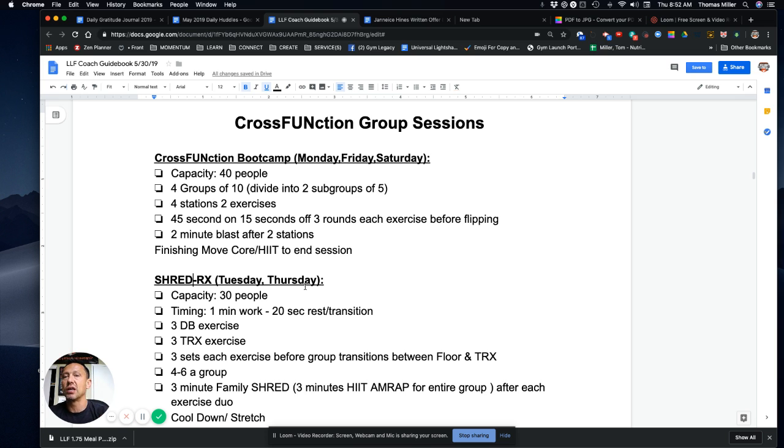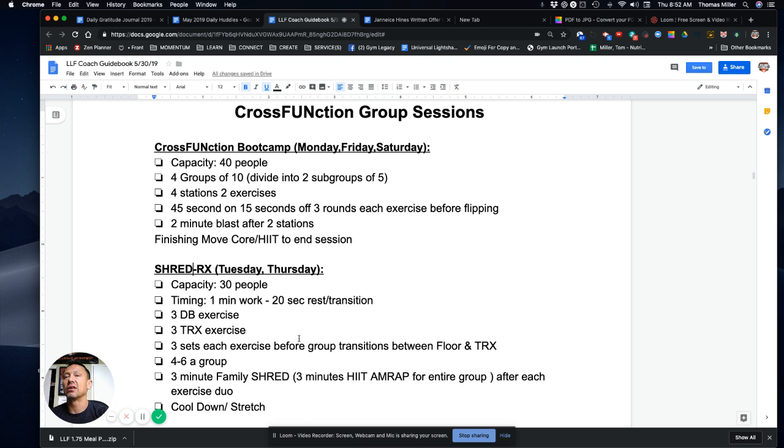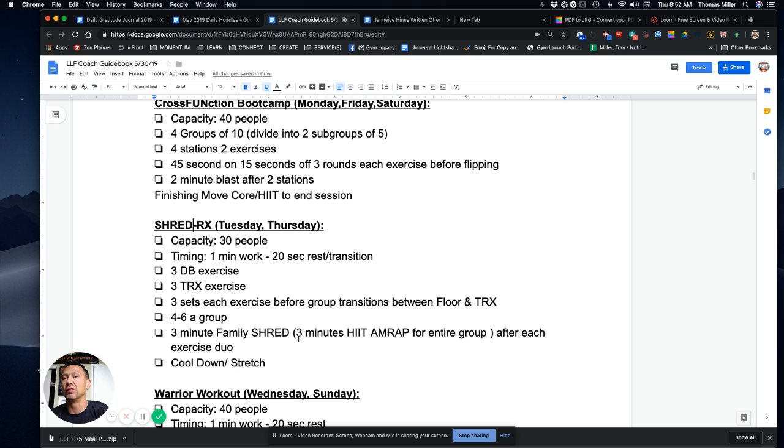There are two groups, two people, partners at each station, and they'll alternate between the TRX and the floor exercise. 1 minute of work, 20 seconds rest in between for the transition. And again, when you watch it, you'll understand what I mean, and you'll love it.